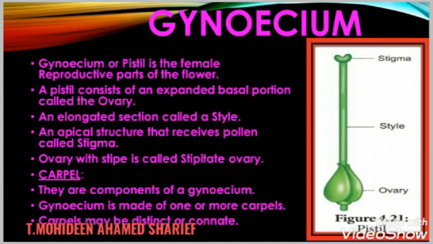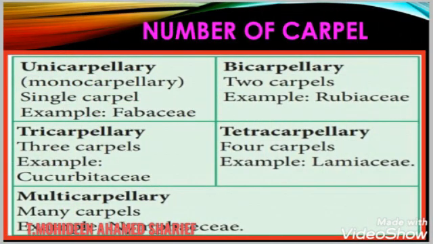example Rubiaceae, coffee. Next one is tricarpellary, 3 carpels, Cucurbitaceae, example Pepo; tetracarpellary, 4 carpels, example Lamiaceae. Then in multicarpellary, many carpels are present, example Nymphaeaceae. So based on the number of carpels, they are differentiated into 5 types like unicarpellary, bicarpellary, tricarpellary, tetracarpellary, and multicarpellary.